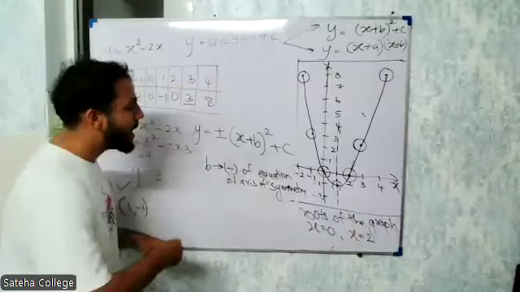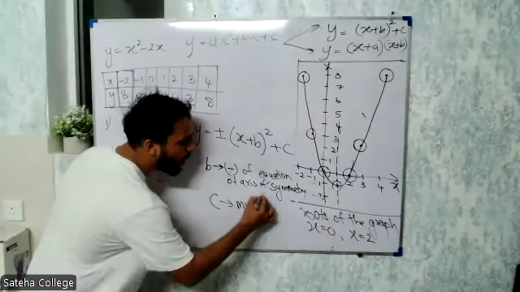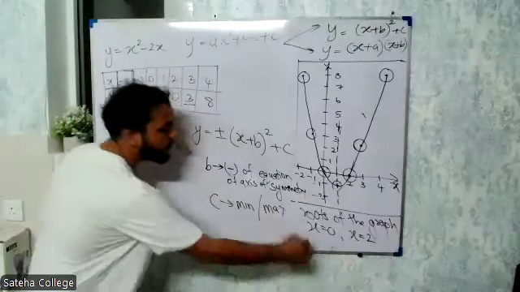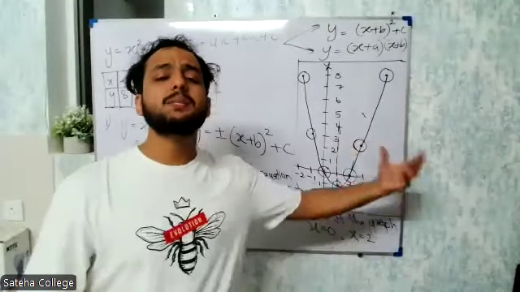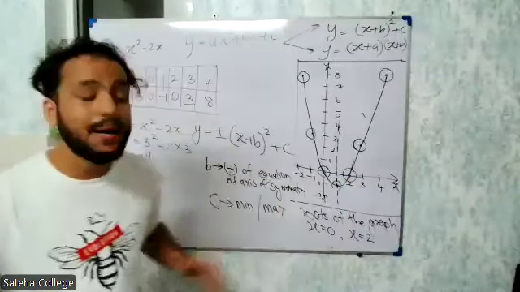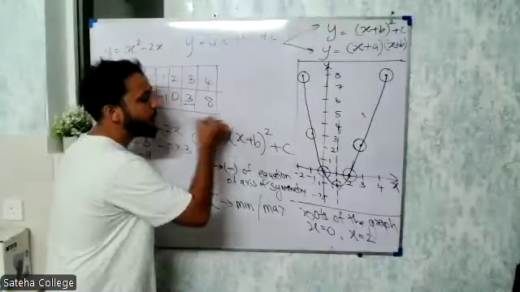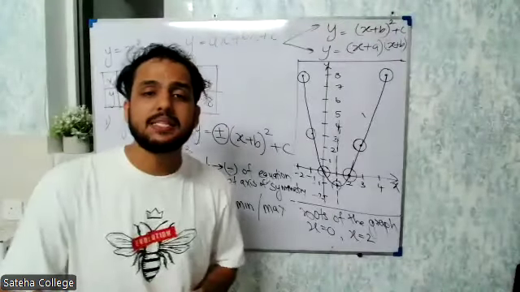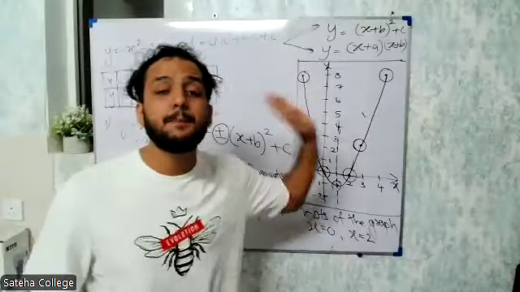All right. Now what is c? c is the minimum or maximum value. If it's a minimum graph, c will be the minimum value. If it's a maximum graph, c will be the maximum value. Like I said before, what is this plus or minus? Positive means it is a minimum graph. Negative means it is a maximum graph.